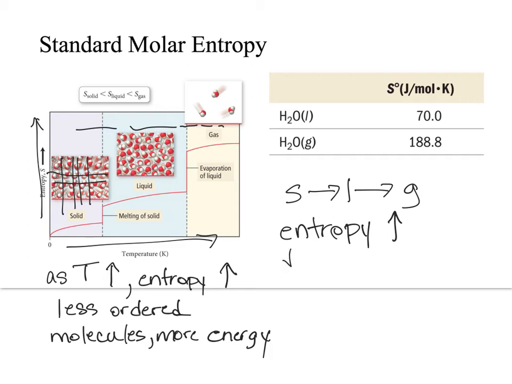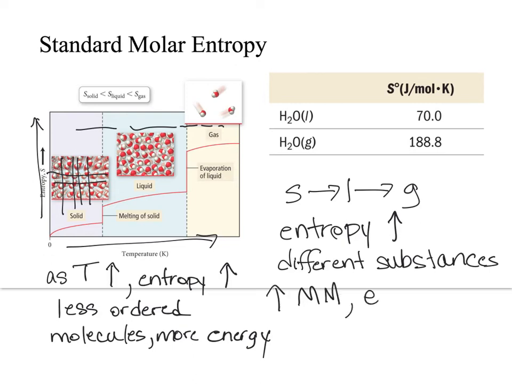And if we're comparing different substances, molar mass, as molar mass increases, entropy increases. The larger the molecule is, the more difficult it is to become ordered. So this relates to size and mass. It's more difficult to put it into that tight lattice structure to give it that solid phase, solid crystal phase.